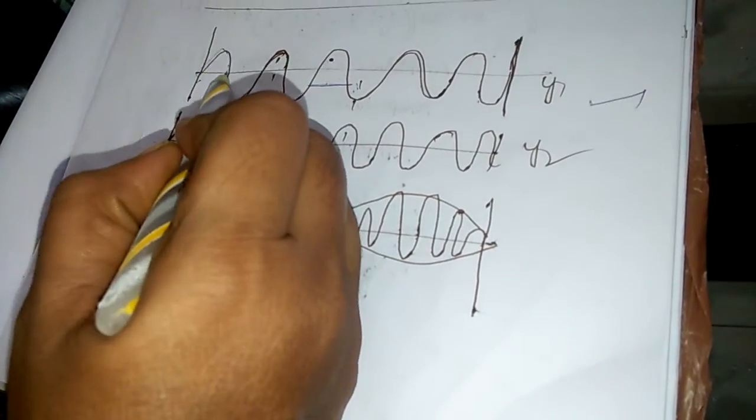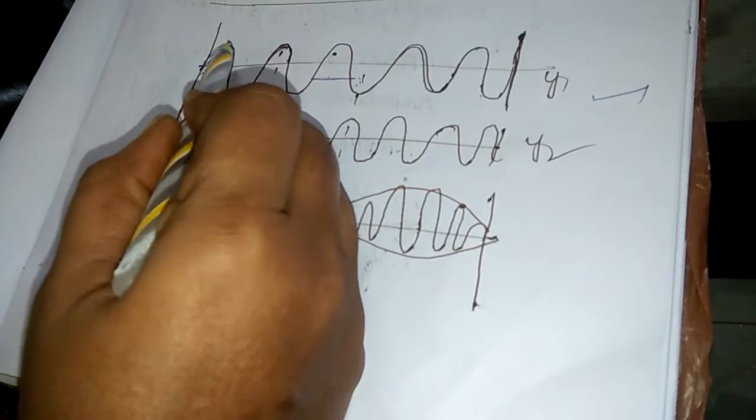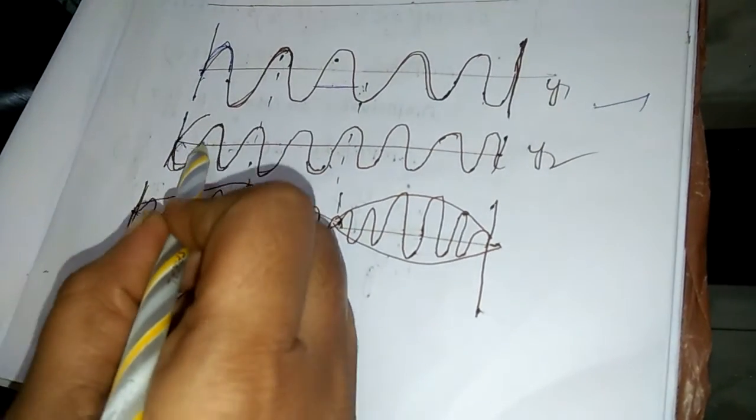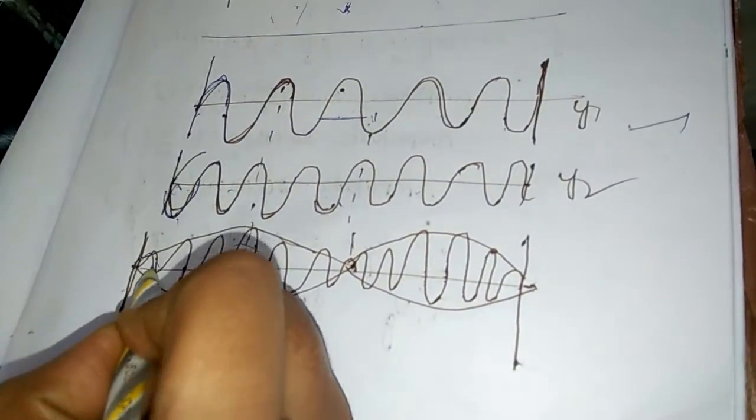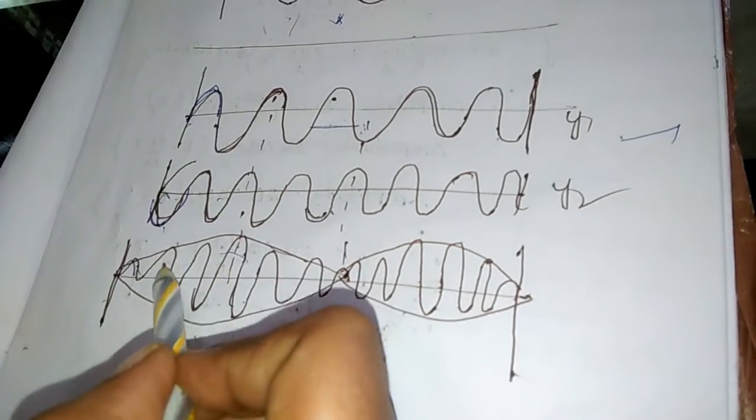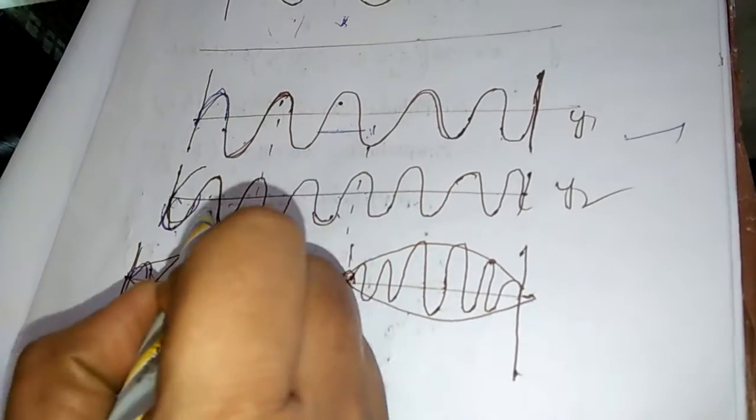Look here. This wave is upward in phase, and this is downward in phase. If they meet each other, then what will happen? The resultant amplitude decreases. In this way, and here also they are in opposite direction.